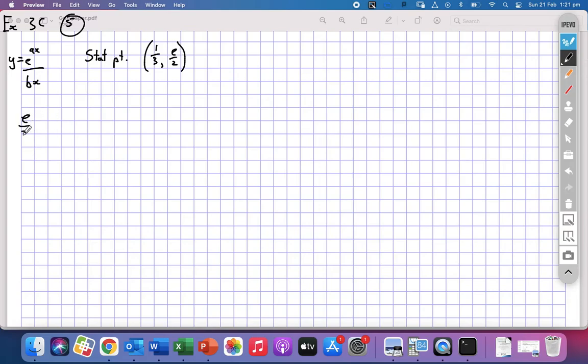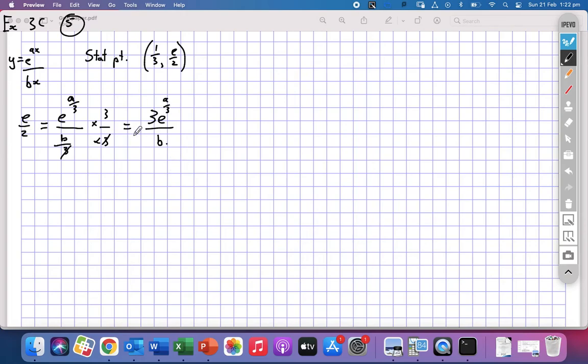e on 2, that's the y value. So I'm changing my y to e divided by 2, which has to equal e to the power of a times a third. Now a times a third, I'll just write as a on 3, times b times a third. To tidy it up, you'll get e to the a on 3 divided by b.